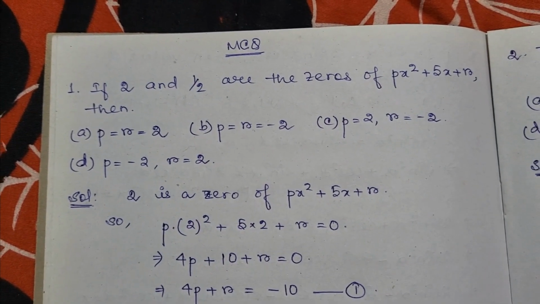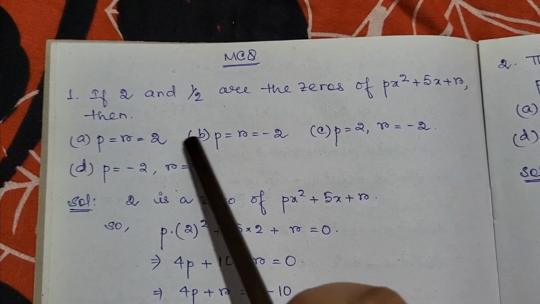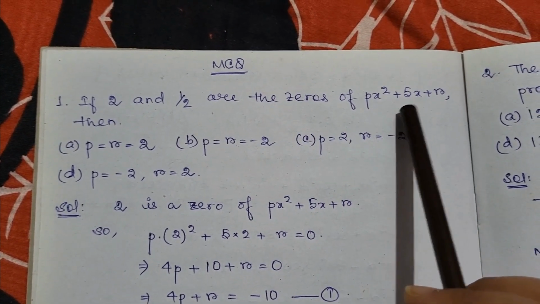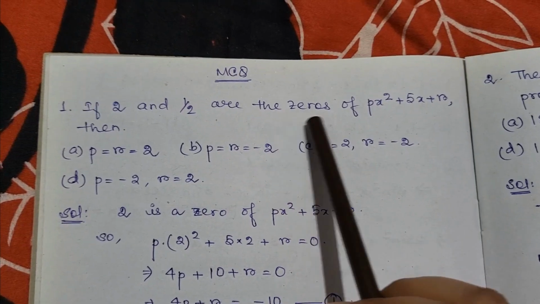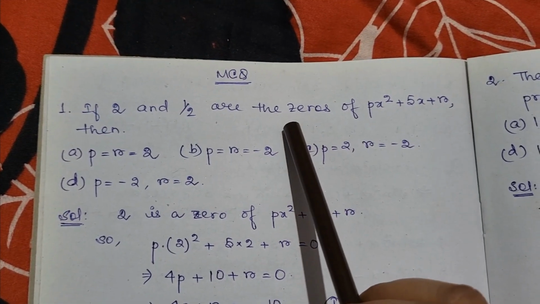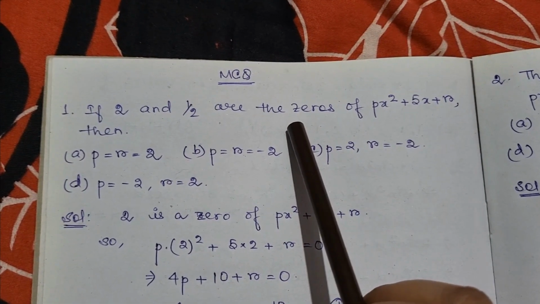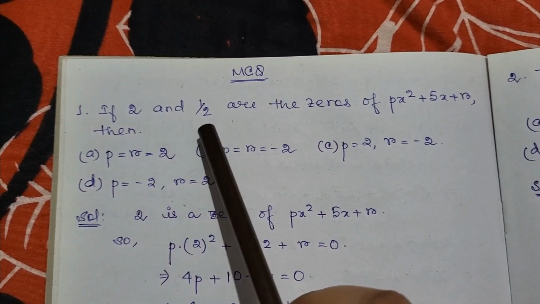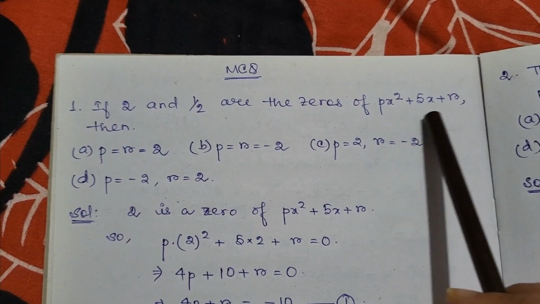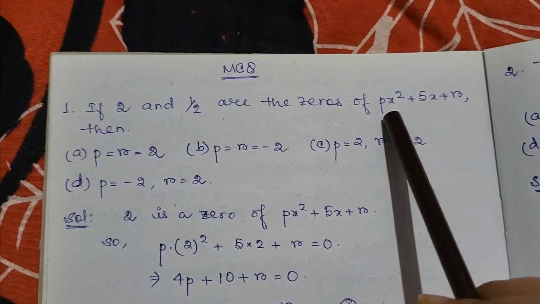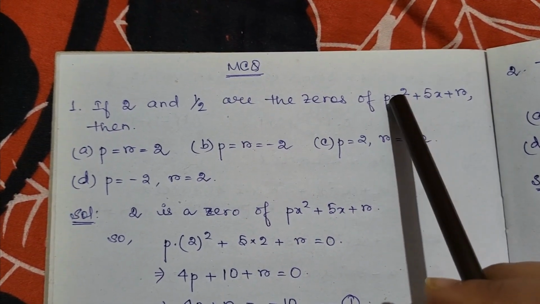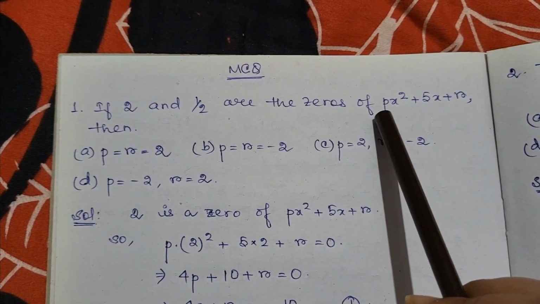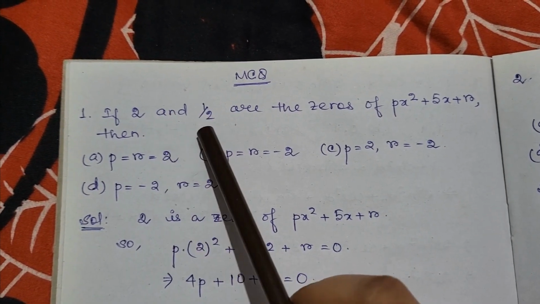It says if 2 and half are the zeros of px square plus 5x plus r. What does zeros mean? Zeros are actually known as the roots. So it is said that 2 and half are the roots of this quadratic polynomial. Since it is of degree 2, it has exactly 2 roots, and the 2 roots are 2 and half.